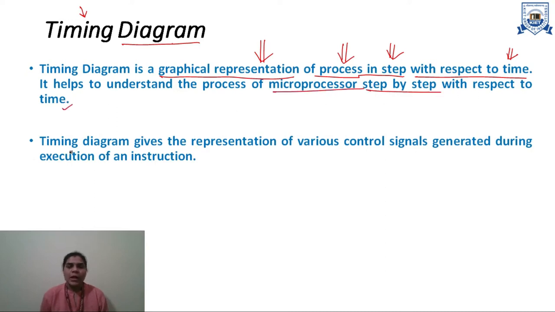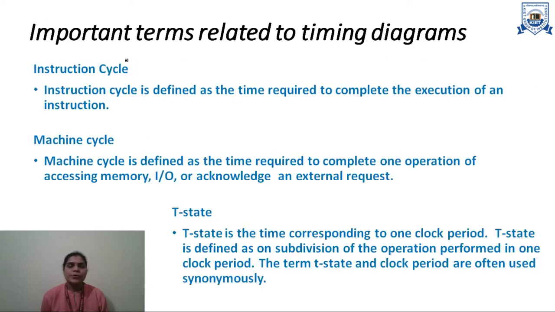This timing diagram will help to understand the process of the microprocessor step by step with respect to time. Here, the timing diagram gives a representation of various control signals. To execute an instruction, the microprocessor generates various control signals, and these control signals can be graphically drawn with the help of a timing diagram. Timing diagram represents the generation of control signals in graphical format with respect to time. Some important terms are instruction cycle, machine cycle, and T-state.